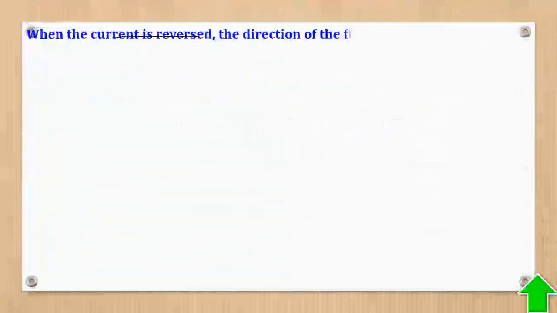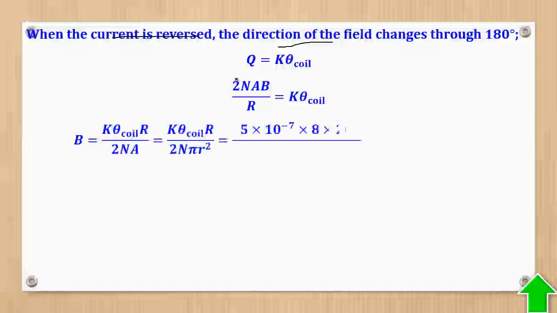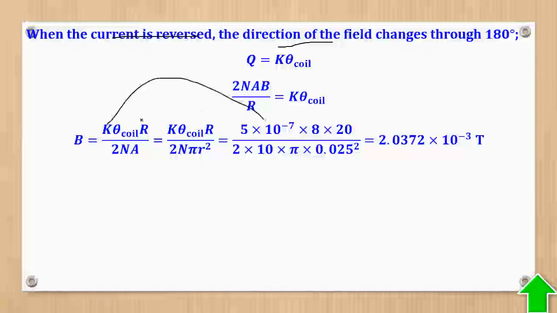So when current is reversed, it means that the direction of the field changes through 180 degrees. Therefore, the charge will be now 2NAB over R. Make B the subject and you substitute. So substitute for the constant, theta, the resistance, number of turns, then pi r squared to give you the flux density.